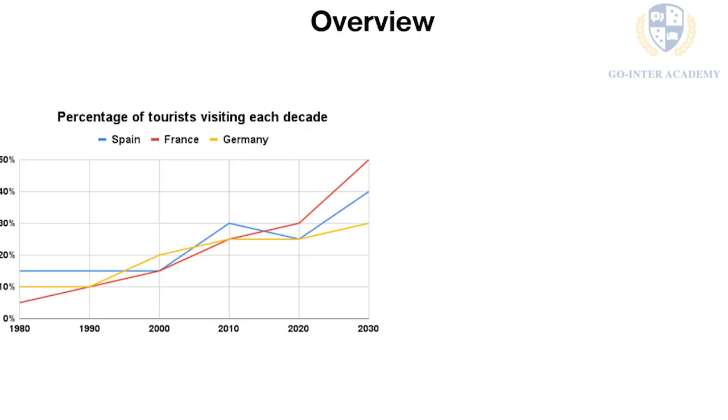Now we're moving on to the overview, the part where you give the big picture summary without going into any specific details. When writing this, we're going to ask ourselves, which country started with the highest point, which country saw the most consistent growth, and what major change happens by 2030? So here's a solid overview that we can write.